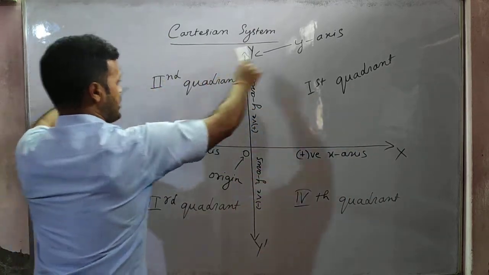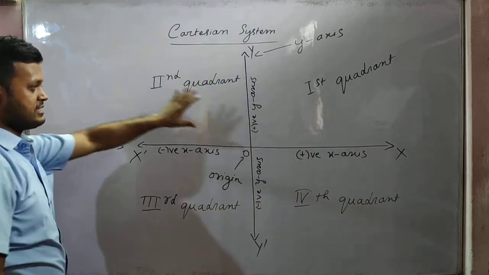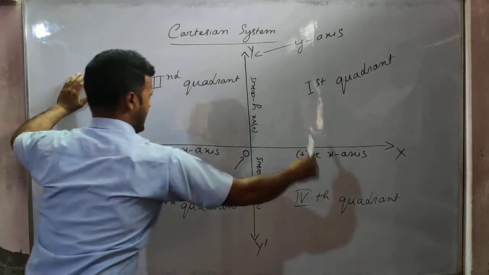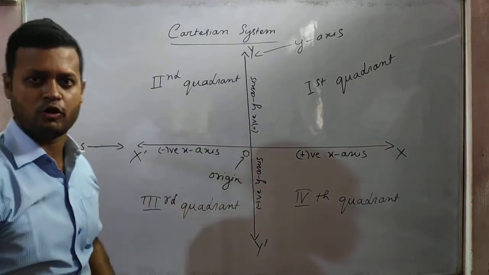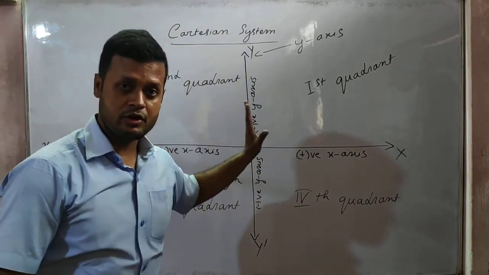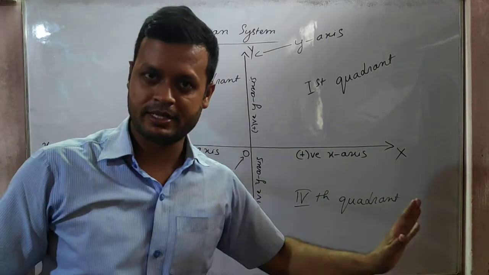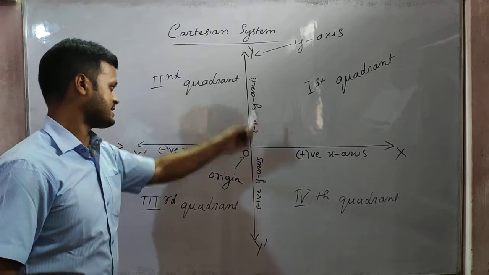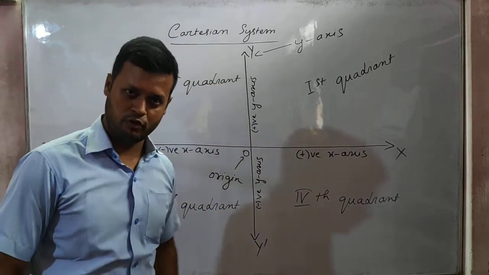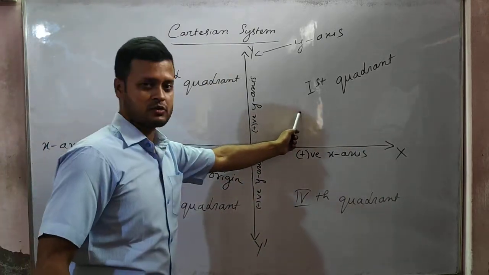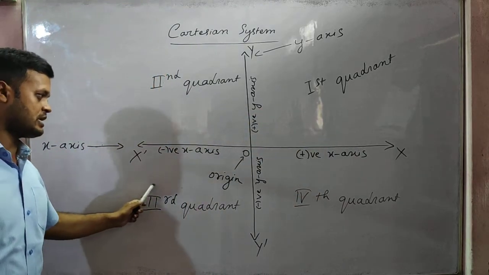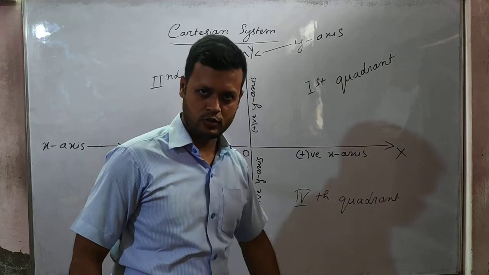Okay, when this plane is there and the x-axis and y-axis were not drawn, the plane was empty, the whiteboard was empty, nothing was there. But once I draw the x-axis and y-axis, the plane is divided into four parts. This part is called the first quadrant, this part the second quadrant, this part the third quadrant, and this part the fourth quadrant.